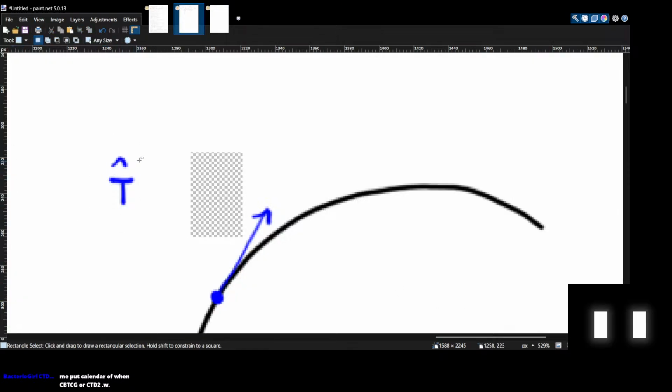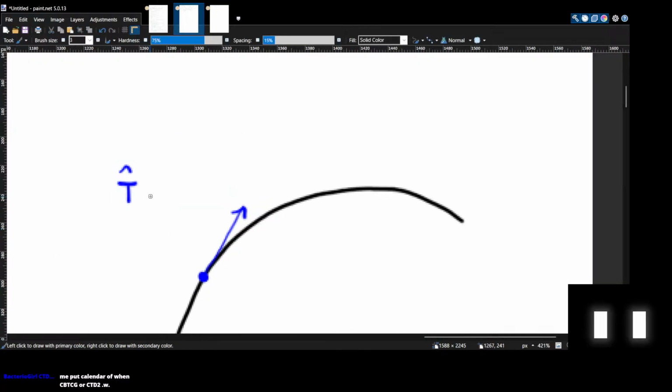I drew on the wrong layer for the entire time. Well, forget it, we'll be fine.